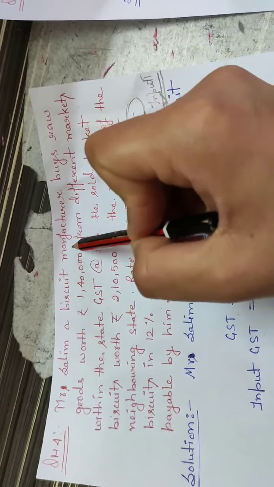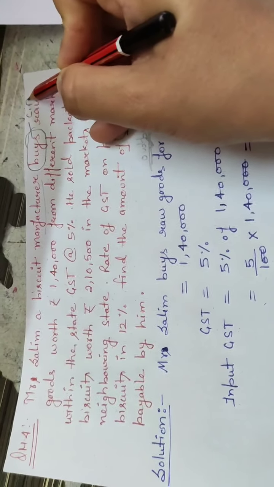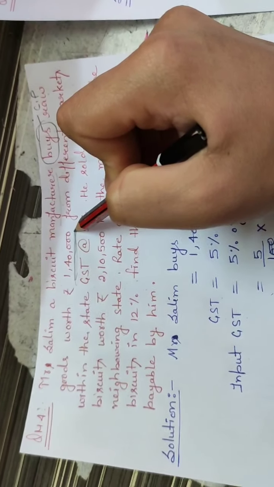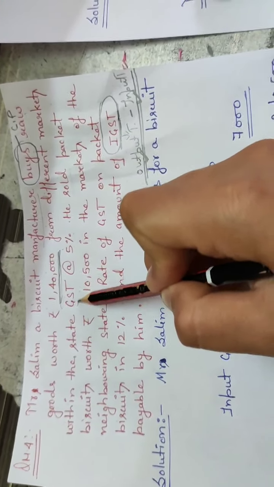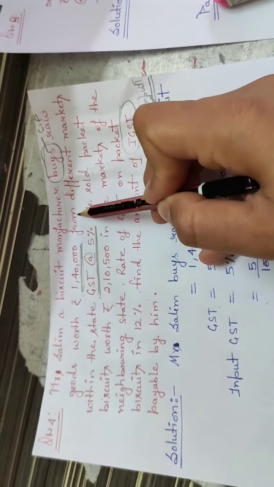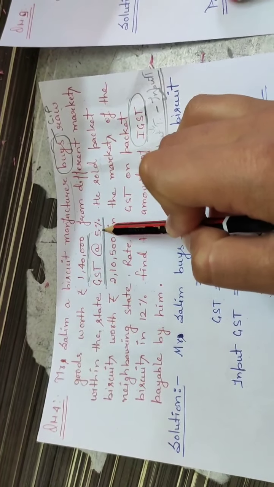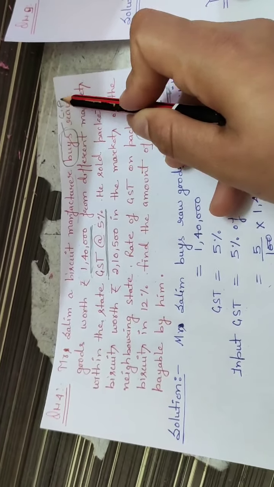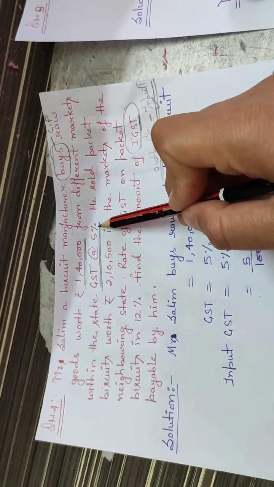Now move to the question. Mr. Salim, a biscuit manufacturer, buys, which means that is your cost price, raw material goods for ₹1,40,000. Okay, and for that he is paying GST at the rate of 5%, from different markets within the state. So buys means cost price, and cost price means input. Clear? It means in the first part you can find your input tax.